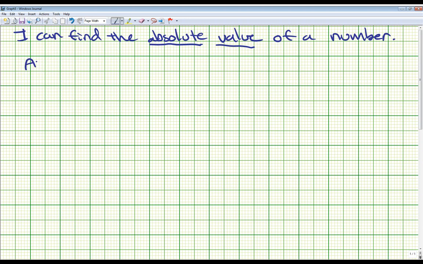So starting out with the word itself. What is the absolute value? What I just read said it's the distance away from 0.